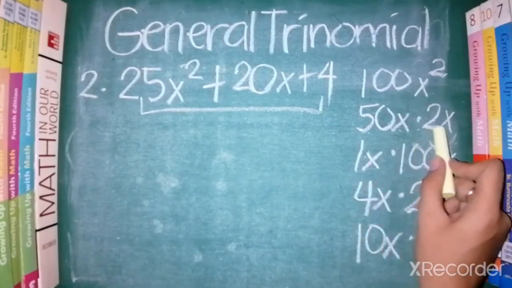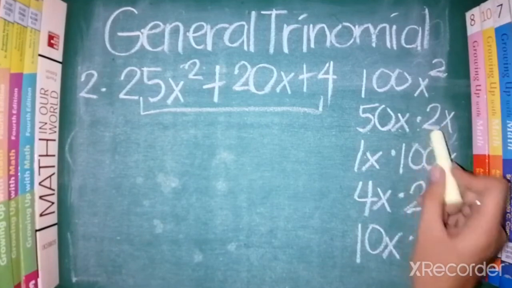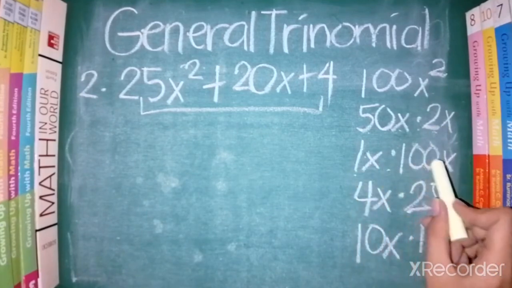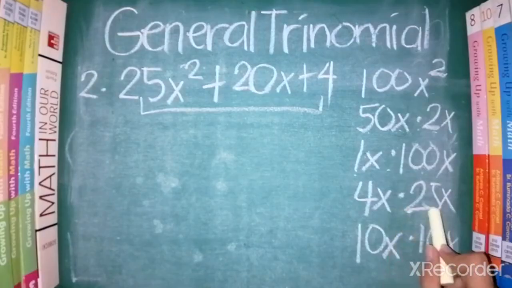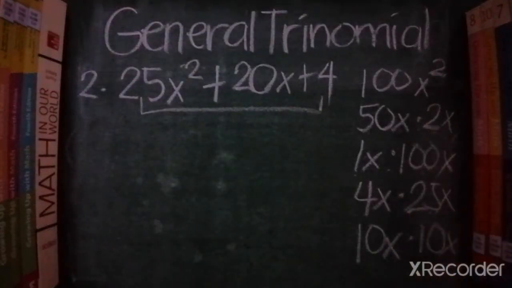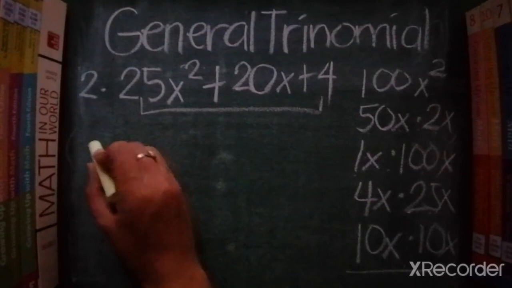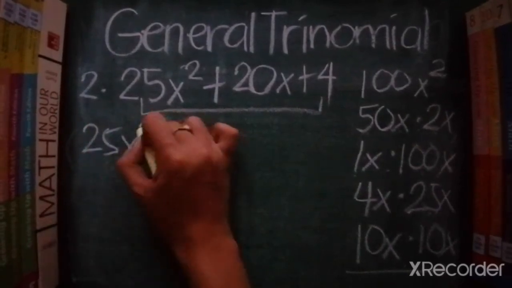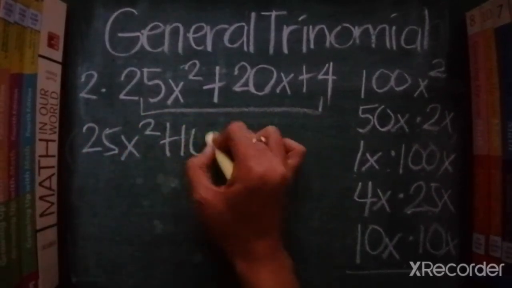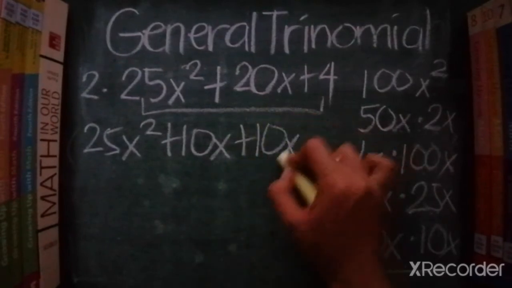So 50x plus 2x, that is 52x. 1x plus 100x, that is 101x. So 4x plus 25x, that is 29x. And then we will have 10x plus 10x, that is 20x. So we are going to use this one. So we have 25x squared plus 10x plus 10x plus 4.